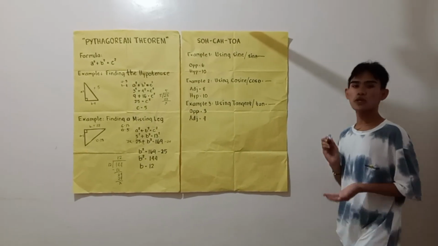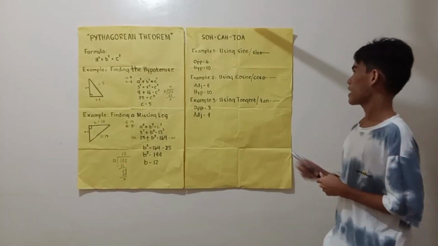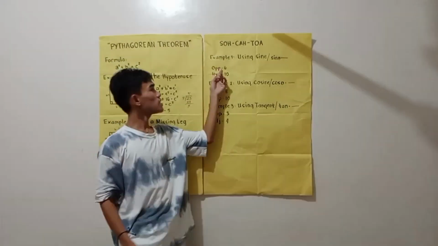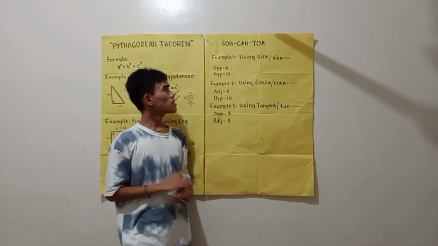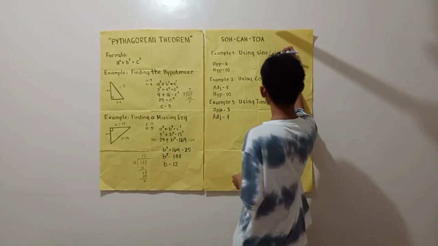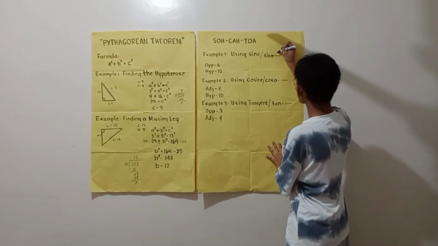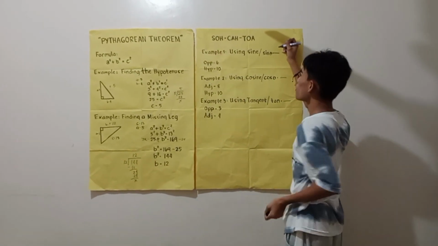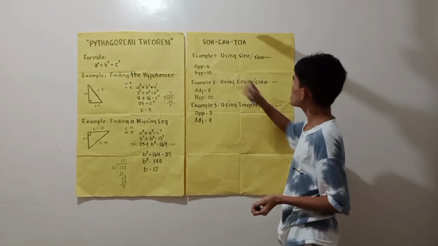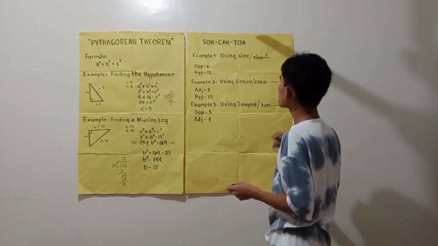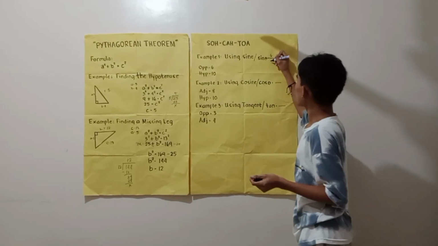So first we're going to calculate the sine. This is the given value, let's say that the opposite is equal to 6 and the hypotenuse is equal to 10. So sine, and this is its formula. Sine is equal to opposite, and the value of opposite is 6. Let's write here the 6, and the hypotenuse is 10. So copy the 10 here.